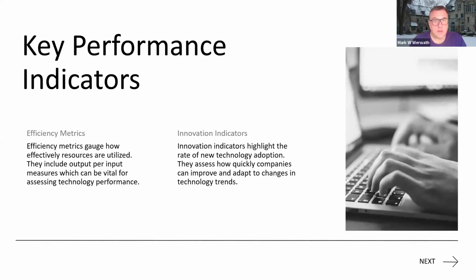Conversely, innovation indicators highlight the rate of new technology adoption. How fast are you adopting new technologies? Do you have the skill set set aside for that? Do you have people trained in AI, for example, or machine learning or large language models? And if not, is that something you want to grow from within or hire from outside? Those are the questions you have to answer as you innovate and move into new spaces.